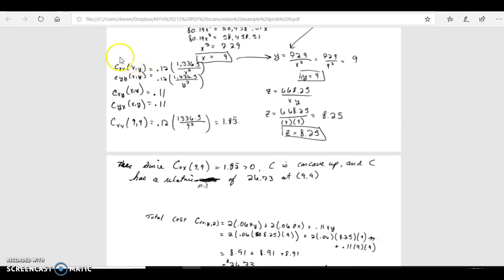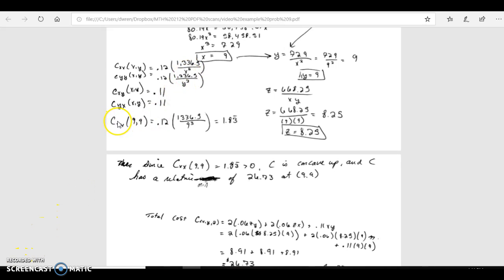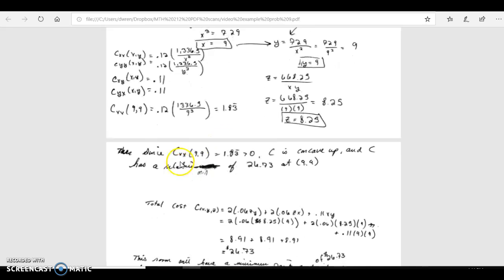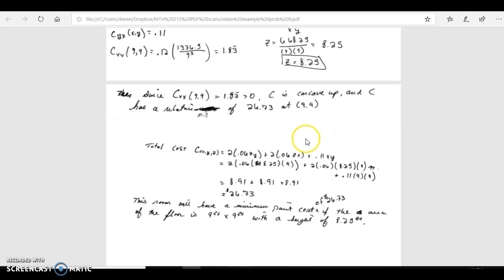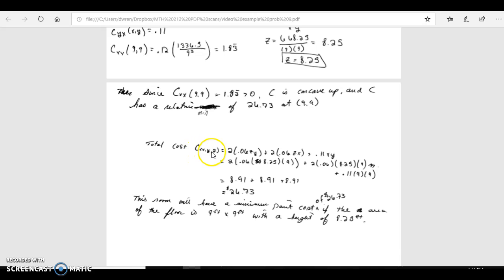And now to prove that this is the minimum, take our second partial, c sub xx equals 0.12 times 1,336.5 over x to the third. Alright, substitute in your c sub xx at your 9, you're going to get 1.83 as its value. And since that is greater than 0, this function is concave up and will have a relative minimum at 9, solving for your total cost.